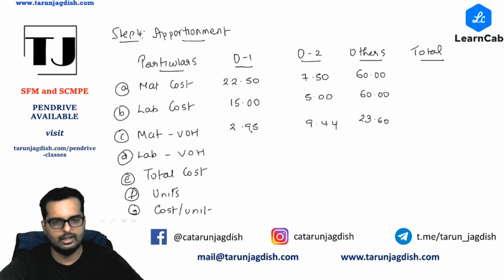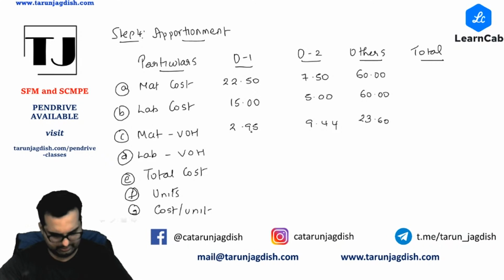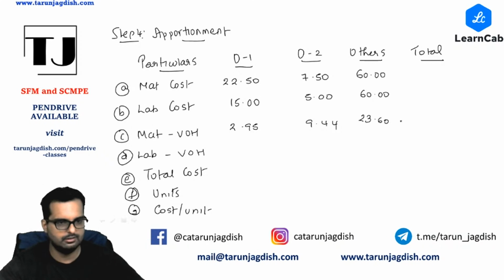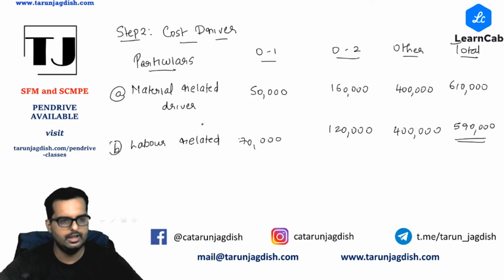Alright. What about the next one? Labor variable overhead. Let's just add up these three: 23.6 plus 9.44 plus 2.95. Yes, it turns out to be 36 lakhs. The total should tally. Okay. What about labor variable overhead? Let's do it in that way.